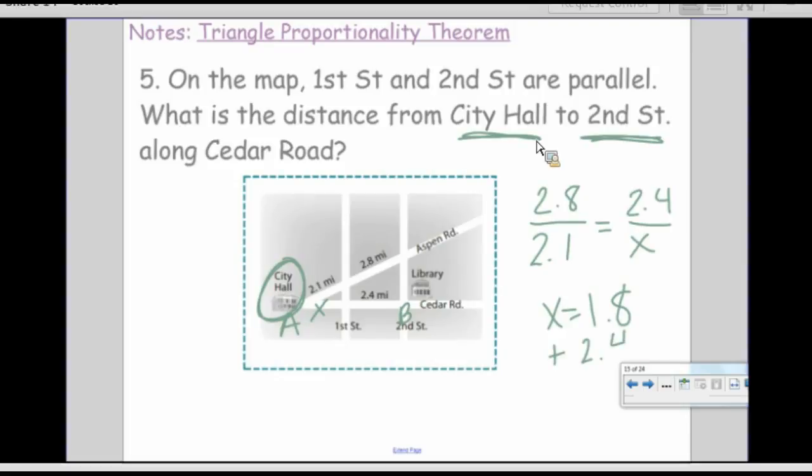I know it's hard to read these. It's a 2.4. Add 2.4. Final answer, 4.2. That is the distance. 4.2 miles. Would you walk that far?